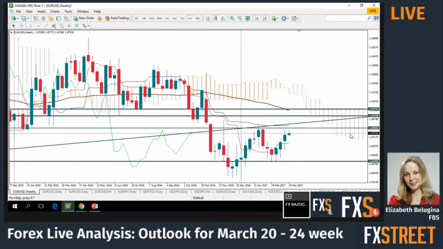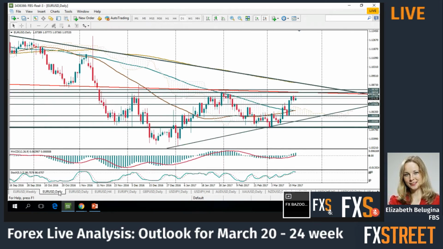Otherwise, if we don't see this attack, if the pair goes for consolidation, then we will be looking for retracements towards 107 mark, 106.80, 106.40. Here are the moving averages, and the 106 mark, where we have the bottom of the daily Ichimoku cloud.